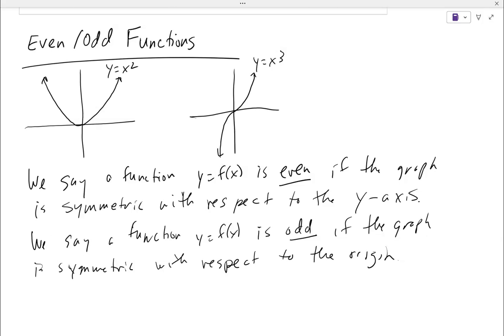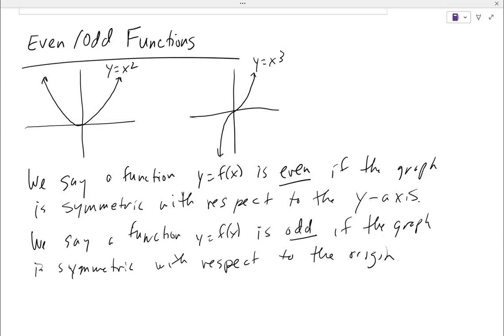Certainly, you can think of graphs that are not symmetric with respect to the y-axis or symmetric with respect to the origin, and then we just say those are neither even nor odd. Okay. So it can be even, odd, or neither. All right, so those are the possibilities.